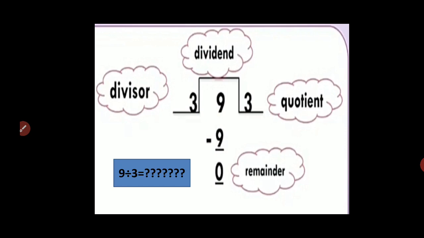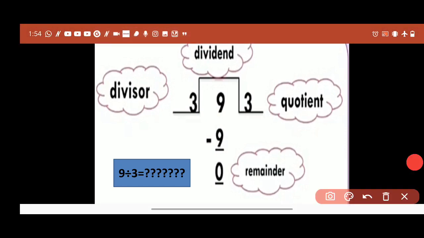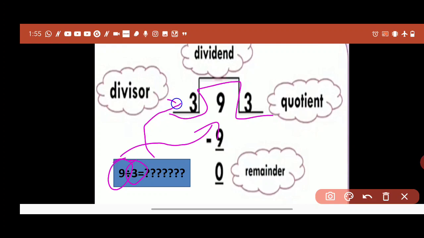So if you see, we have to divide 9 with 3. It means 9 divided by 3. So for this, we have to make a house like this. And in this house, the number which is bigger goes inside the house and the number which is smaller goes outside the house. Now, we have to count the table of 3 and see whether this number which is inside the house comes in the table of 3 or not. So 3 ones are 3, 3 twos are 6, 3 threes are 9.